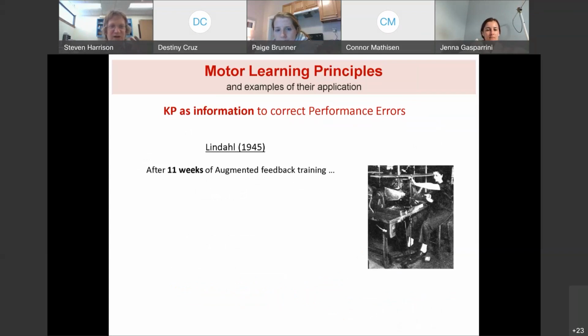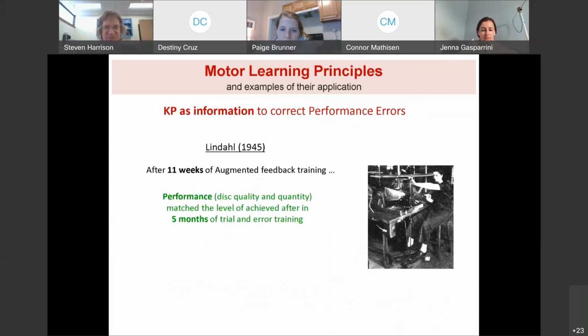Okay, so here are the results. After 11 weeks of this particular type of augmented feedback training, the performance, and in this case it's evaluated by the quality of the tungsten discs that they cut and the number of discs that they cut, was equal to the level of achievement that was reached by the people using trial and error after 5 months. So here we have a clear-cut example where providing a particular type of feedback transformed how quickly people can learn to do the task.